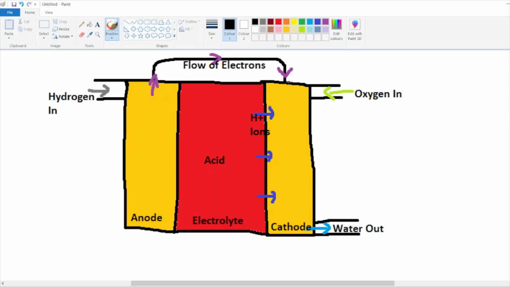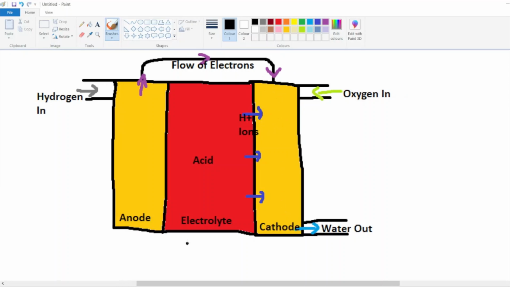So we add oxygen in, and this takes up the electrons and is reduced. And because we have our electrons in here, the H+ ions are also attracted to the electrons, so they come through this membrane. The H+ ions are from the acid electrolyte, remember, not from the anode. So these H+ ions come from the acid electrolyte. They go in, react with the oxygen and electrons to produce water. So essentially our inputs are hydrogen and oxygen, and our output is water.